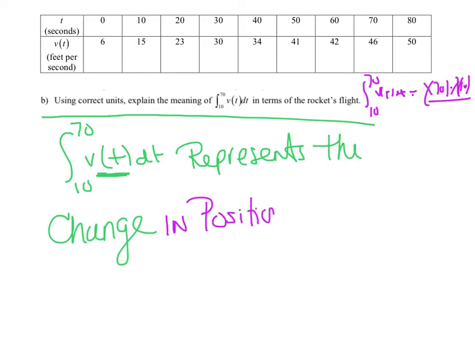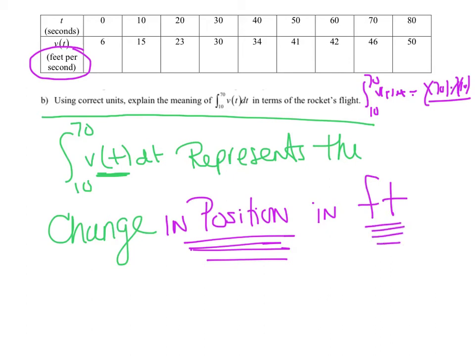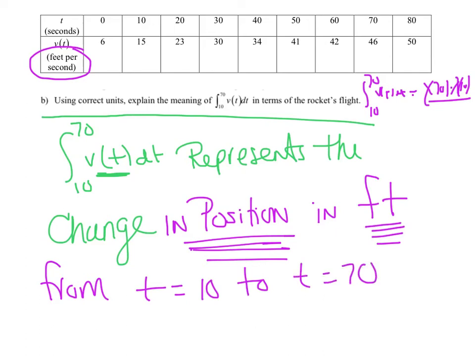If you integrate velocity, you get position in, now let's talk about our units. If you had feet per second and you integrate, you're getting the position in feet from t equals 10 to t equals 70. Okay, and you have to have those units on there as well. So I tried to highlight the 3 things you have to have. What do you get when you integrate it? In what units? And talk about the bounds. Remember, when you integrate, you lose the per. So if it's feet per second, you lose the per.